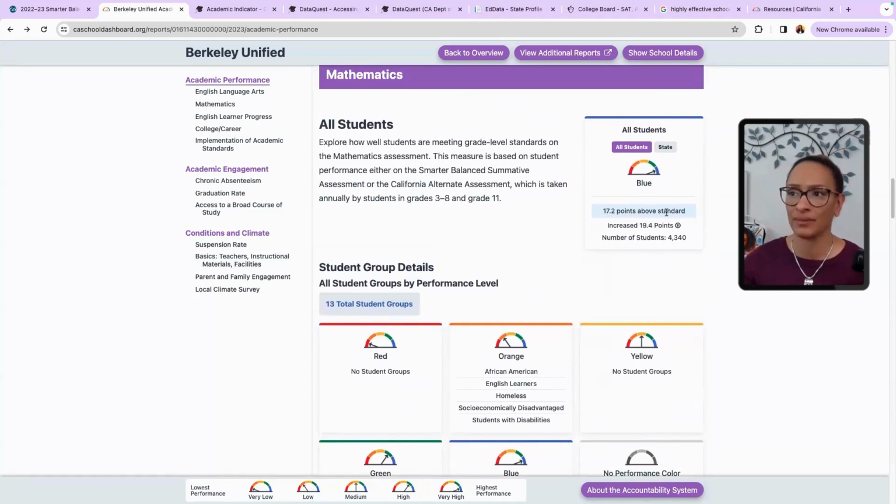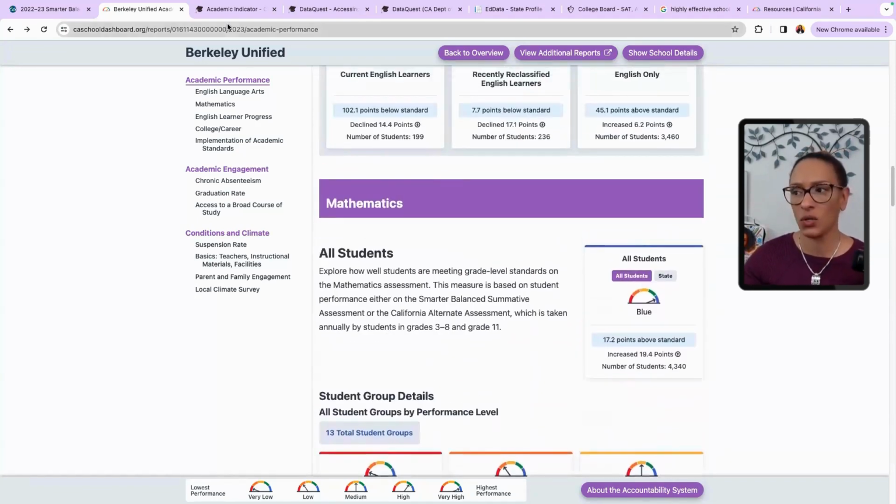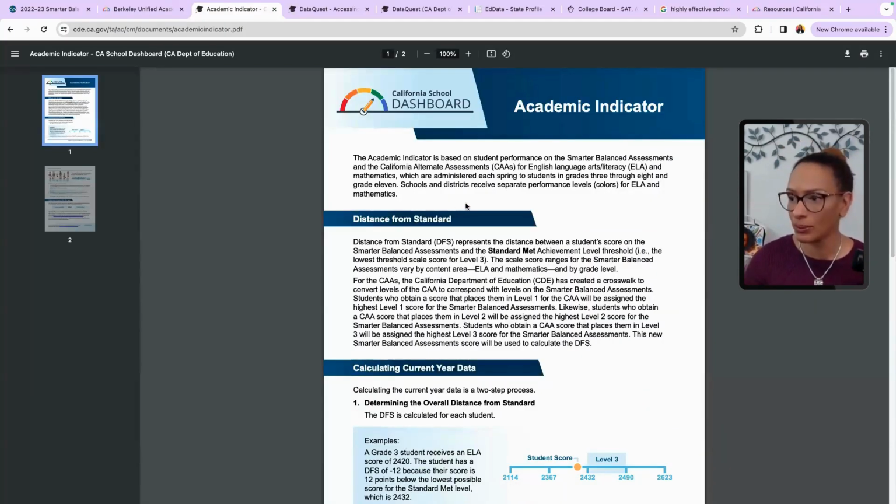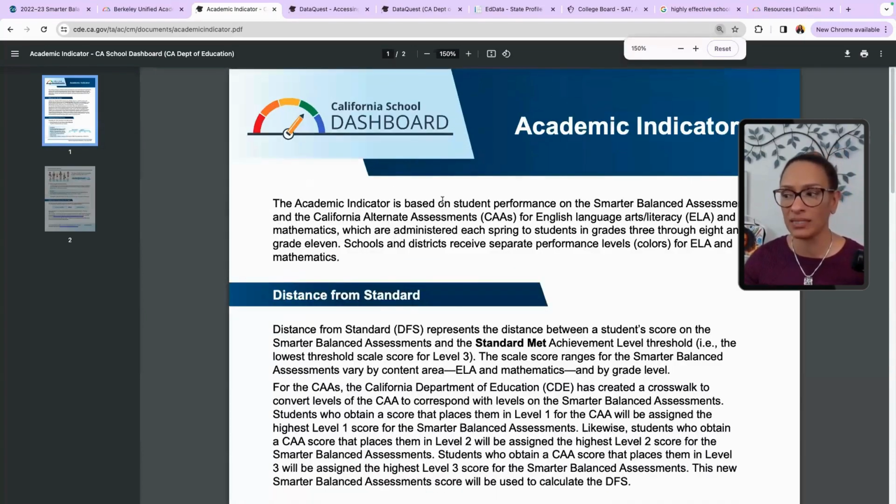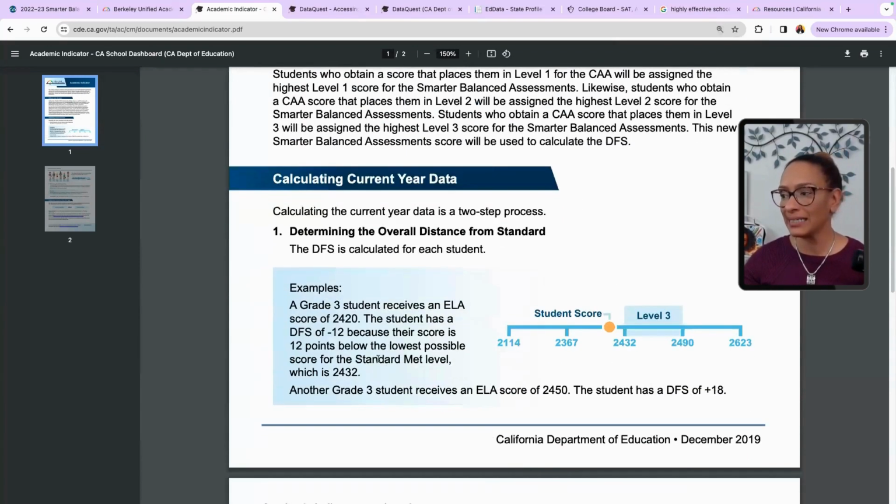What does that mean? Well, the state of California has what is called the Academic Indicator Report, the distance from standard. This is a math problem. So the idea is to get them to level 3. And it'll give you an example.